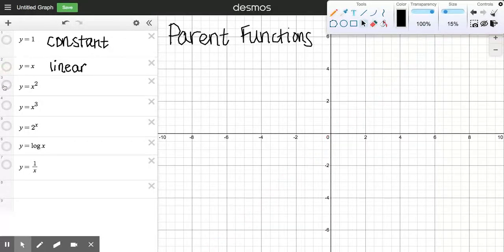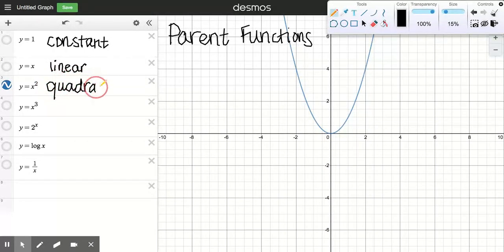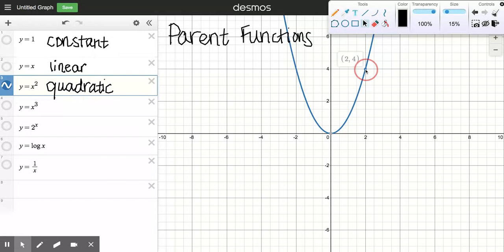The next function we study a lot in Algebra 2 is the quadratic function. The quadratic function comes from two x's being multiplied. So whatever the value of x is, you multiply it by itself to get the y coordinate. The quadratic function is nicely symmetrical. So on this side, it's 2, 4. On this side, it's negative 2, 4. It has a vertex. It has an axis of symmetry. Like I said, it's symmetrical. It's the same on each side.